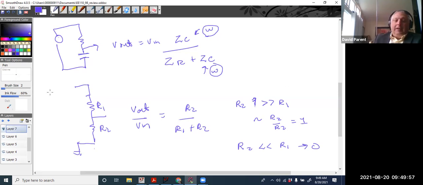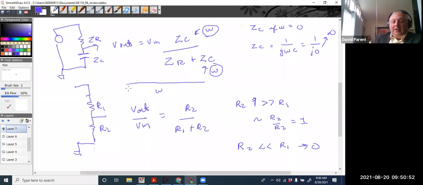Now let's think in terms of this, and this is actually a filter. So what's ZC if omega equals 0? ZC is 1 over j omega C, and 1 over 0 goes to infinity. So that impedance is going towards infinity. Well, that's just like this case where R2 is much, much bigger than R1. What I'm saying is ZC is much, much bigger than ZR. And here's omega. If I have 0 radians per second here, this relationship is going to 1.